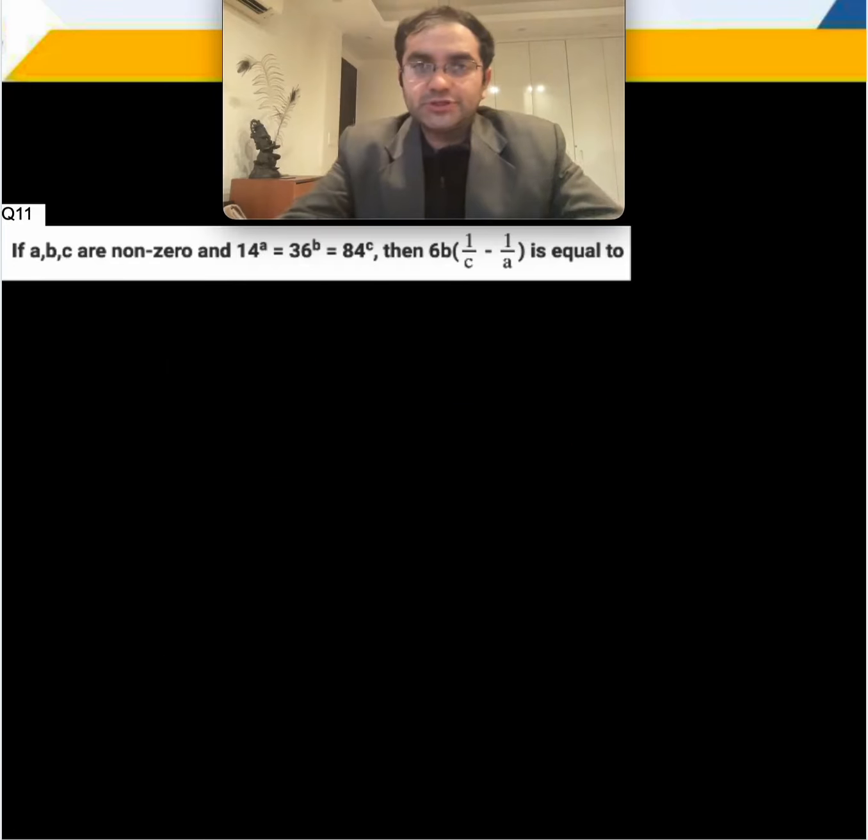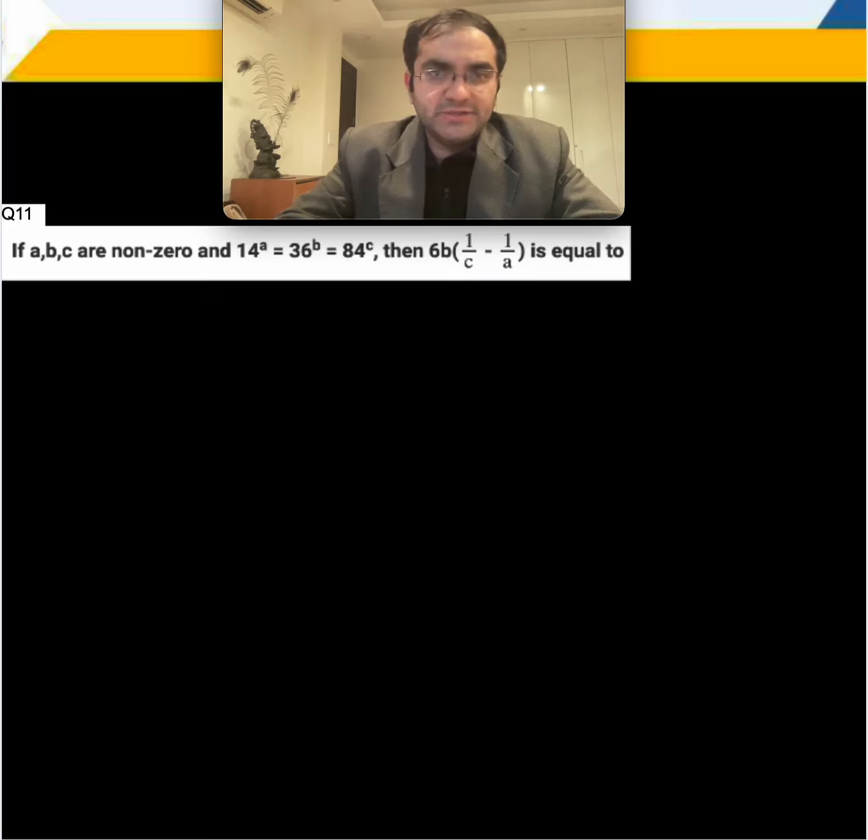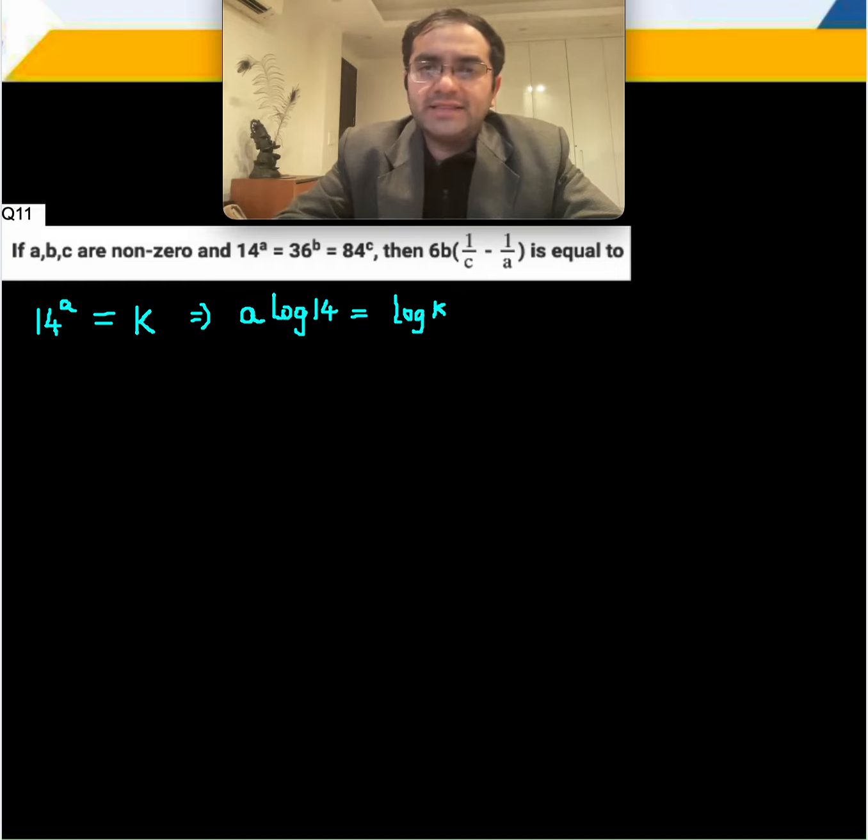This is a question on indices. We can solve it via the indices route or via the logarithms route. So we're going to go via logs. I want a, b, 1 by c and 1 by a. So let me take the first example, 14 power a, and let all of these be equal to k. 14 power a is equal to k. Let me apply log on both sides. So the power a will come down. A log 14 is equal to log k, and then 1 by a becomes basically log 14 upon log k. That's log 14 base k.